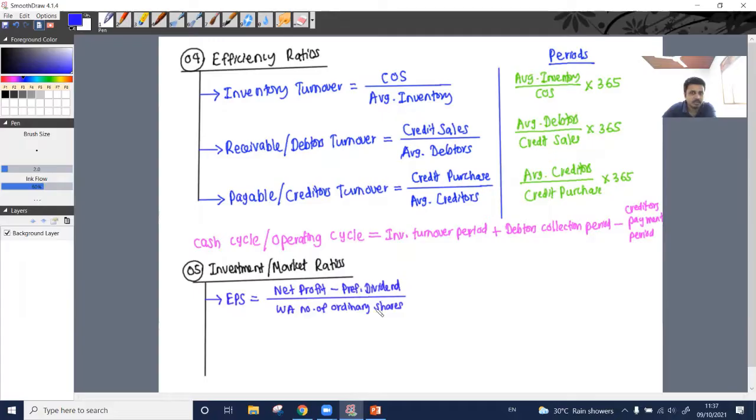Preference dividends are not paid to ordinary shareholders. That is why we need to especially exclude that from the numerator, from net profit. Earnings per share, net profit minus preference dividends over weighted average number of ordinary shares. In detail, we have discussed this under LKAS 33. What else? What else?